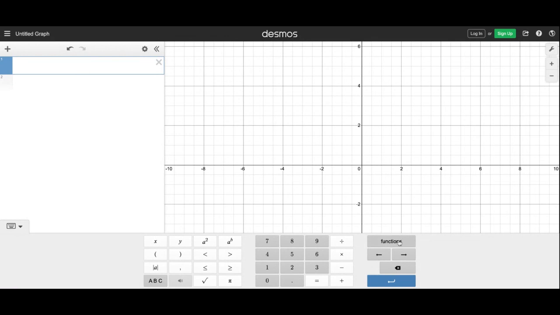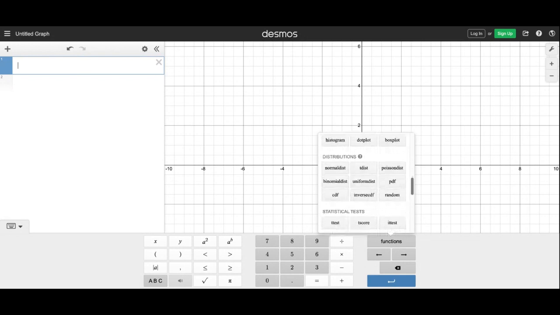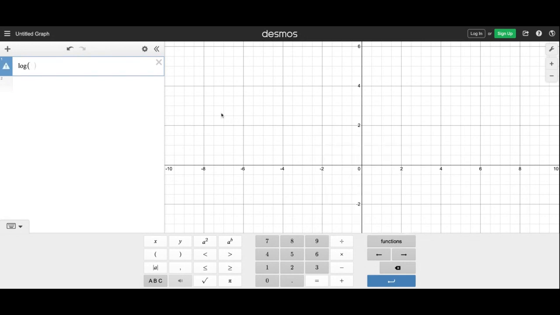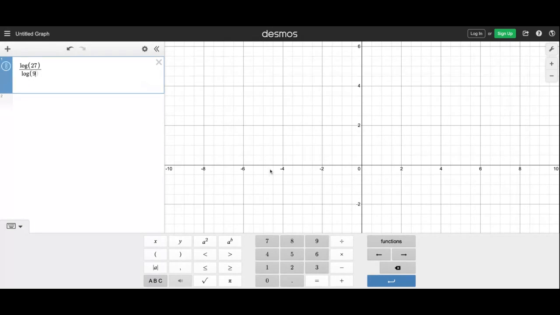Now, where do you find log? You have to go to functions, and you have to go all the way down to, I think, calculus. Okay, and you can see there's a log button here. So I'm going to do log 27 divided by, okay, I have to find the division sign, divided by, and then I'm going to do log again, all the way down to find log, and then log of 9, and hit parentheses, and I get 1.5. Yay. Okay. So that gives us 1.5.